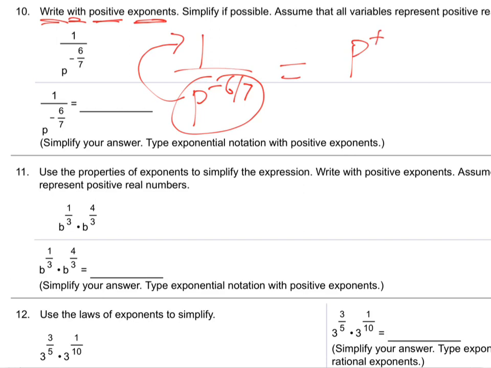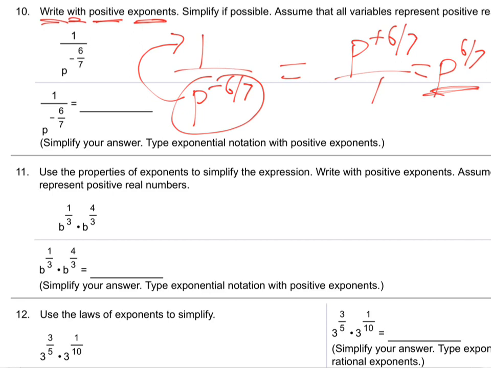And then after he jumps, he's happy. And the 1's down below, but we don't leave 1s in the bottom. Dividing by 1 does nothing. So the answer really is just p to the 6/7. Done. Is that making sense? So all that happened there was the negative power was unhappy on the bottom. It jumps up to the top and becomes positive.